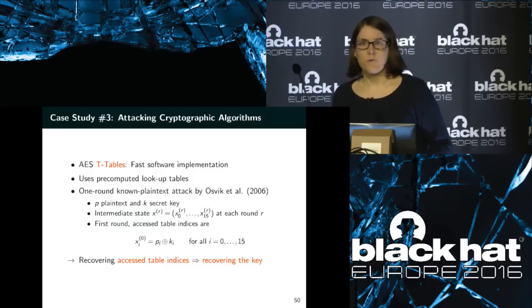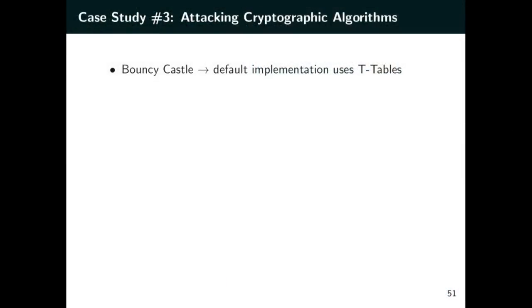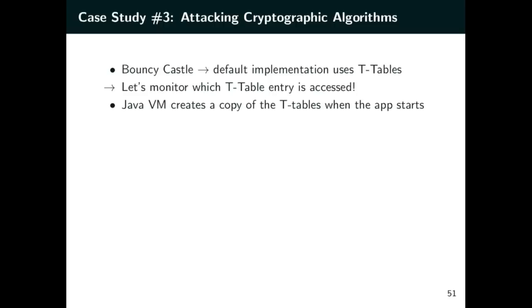That's 10 years ago. So nobody uses that anymore, right? No. That's actually the default implementation of Bouncy Castle. It uses these T-tables. And we've seen that we can monitor a lot of things with cache attacks, so let's monitor these T-table entries. Now, the difference between this attack and the previous one is that for the previous one, we had some kind of shared memory. Here, the Java virtual machine creates a copy of the T-table when the app starts.